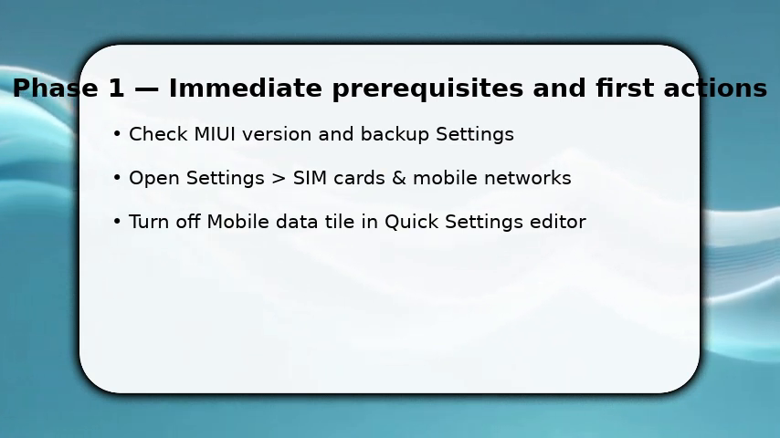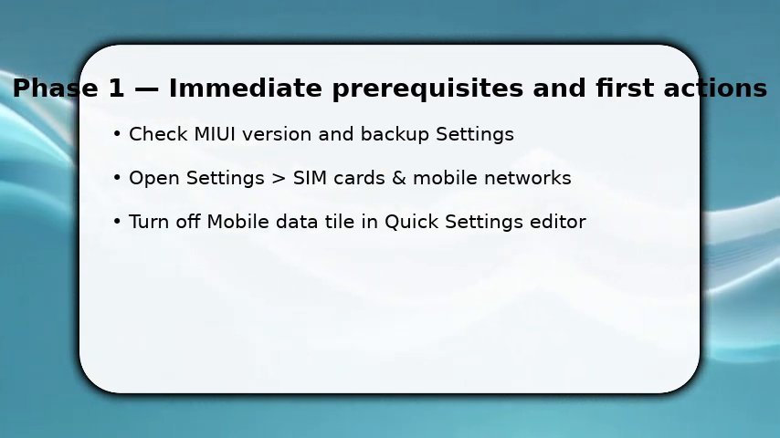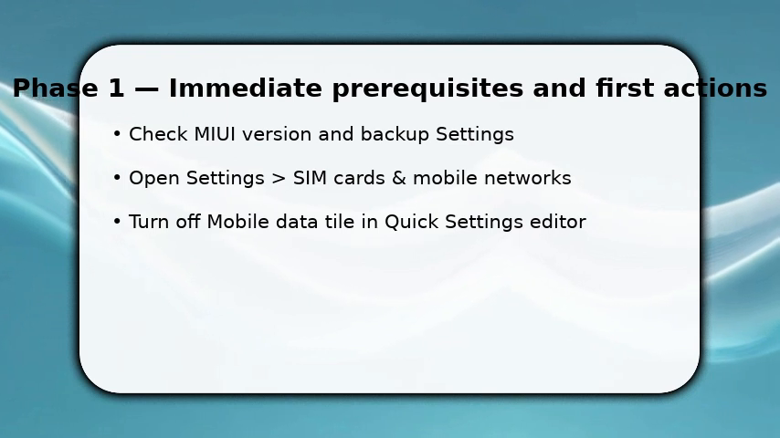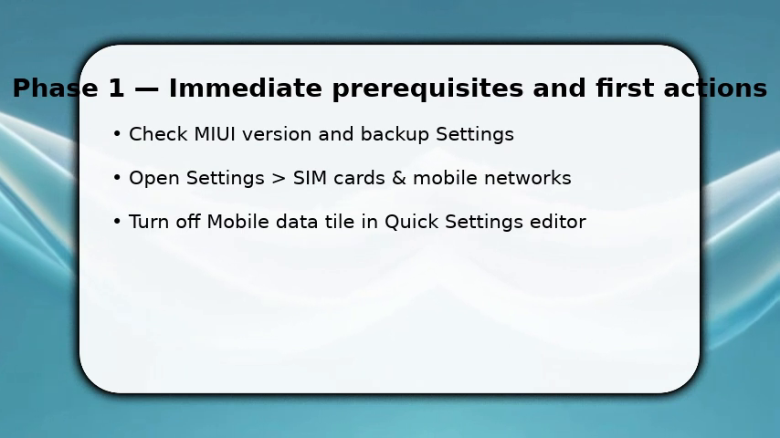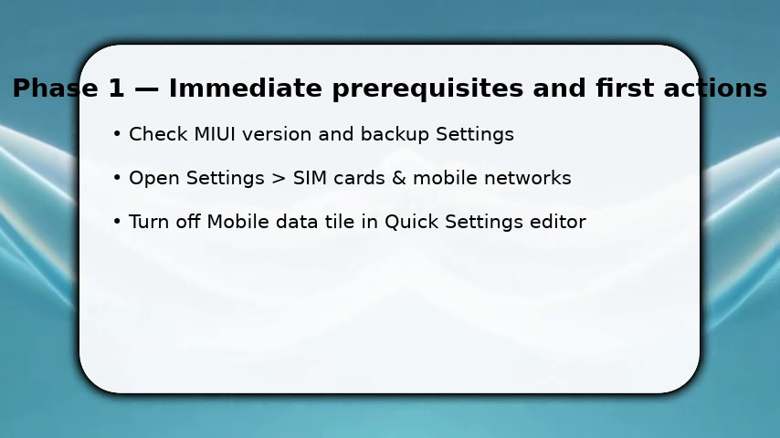This stops accidental toggles and removes the obvious status indicator. Make sure to save the Quick Settings layout. If your phone asks for confirmation, accept it so the change is persistent across reboots.